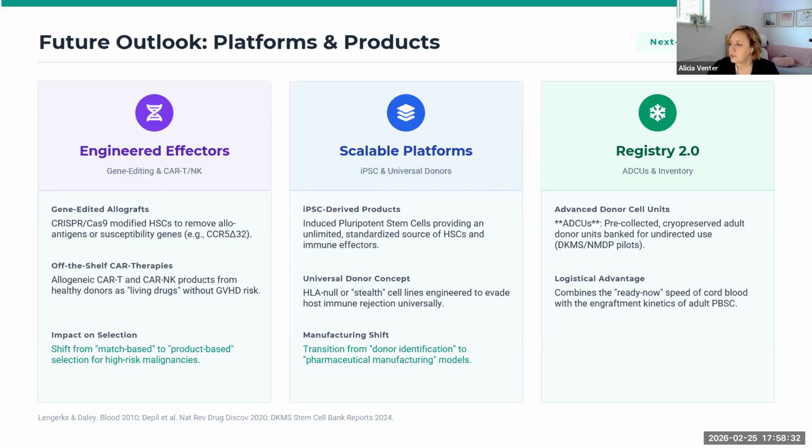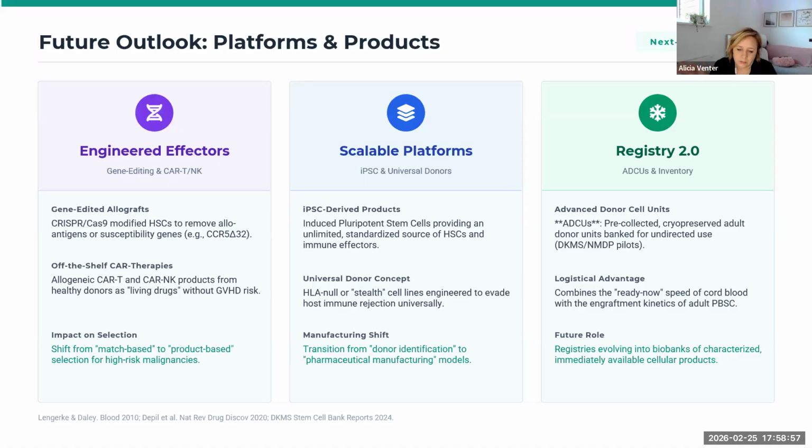And then Registry 2.0, this is where ADCUs and quite possibly DDCUs might pop up in the next few weeks even. And these are the adult donor cryopreserved units. This is the ready-to-ship off-the-shelf product. So registries might be evolving into biobanks of characterized, immediately available cellular products.